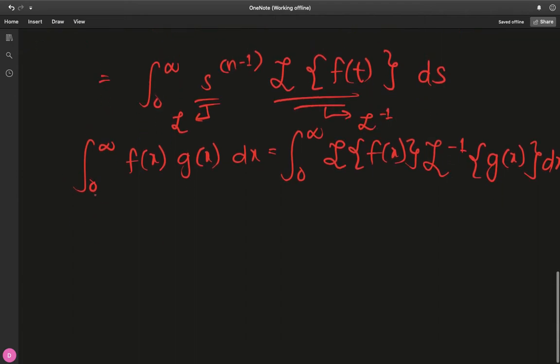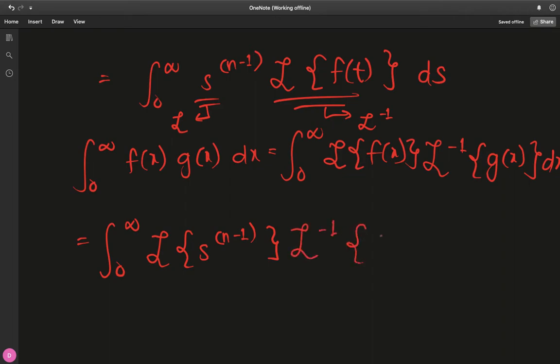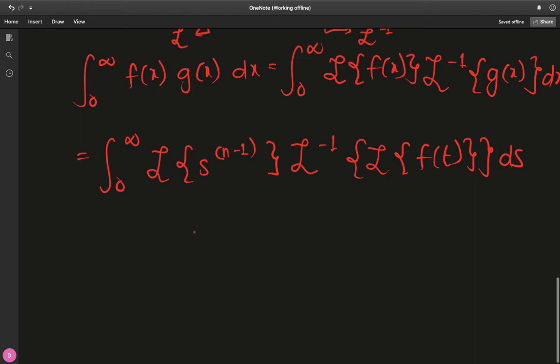So when we do that, we just have the integral from 0 to infinity of the Laplace transform of s to the n minus 1th power times the inverse Laplace transform of the Laplace transform of f of t ds. Now, to find the Laplace transform of this, recall one interesting property that we derived.